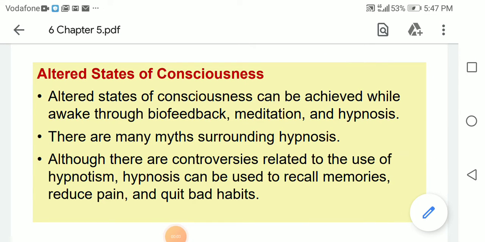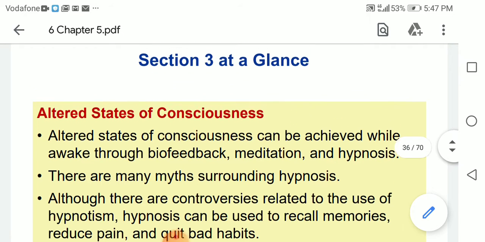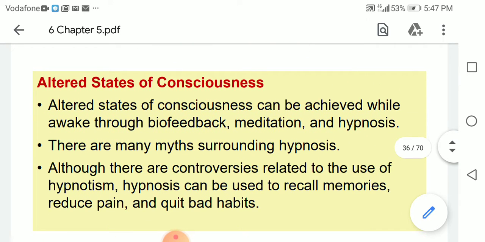Today we're gonna take section 3 of consciousness. So let's start. I'm talking here about the altered states of consciousness: how I can use them, and how they can be achieved while we are awake, through three things that we're gonna study: biofeedback, meditation, and hypnosis.